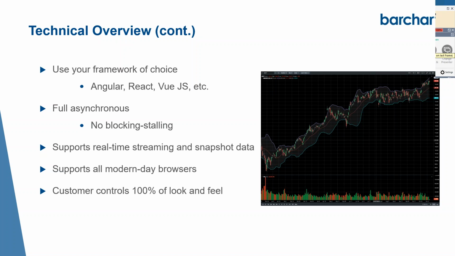It supports different data types. So it supports real-time streaming data for all of the real-time exchange markets and anything else that could be considered real-time, as well as snapshot data. So if you want to look at end-of-day pricing, or you want to look at something that updates once a month, once every 5 minutes, whatever, we don't care. The library is flexible to handle both data types. We obviously support all modern-day browsers. I mean, 70% of the population is using Chrome, but we support Edge and Firefox as well.